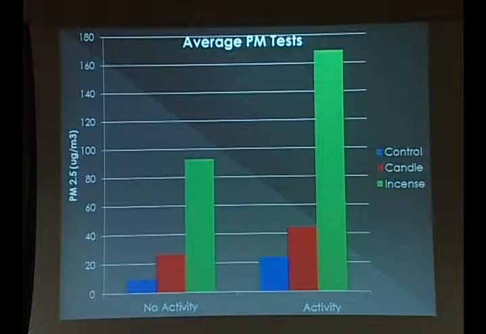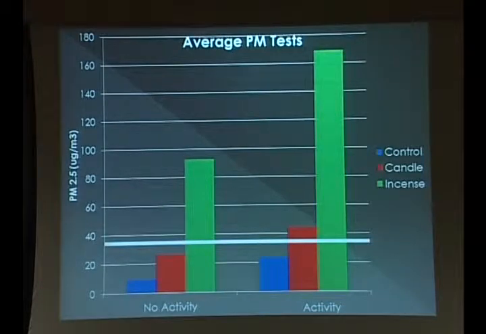As you can see by our graph, overall activity is much higher than no activity. And activity for candles and incense exceeded the EPA outdoor standard for PM2.5, which is represented by this white line.